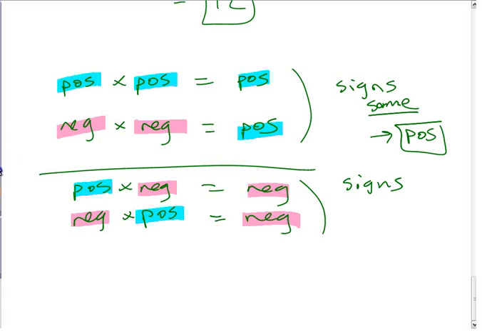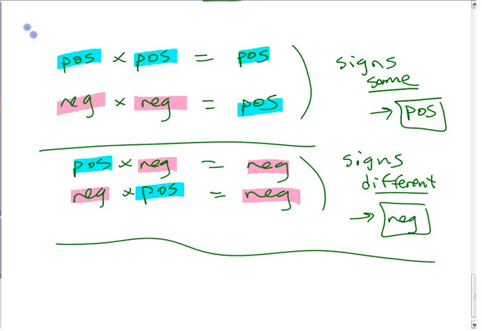Okay? If the signs are different, you get a negative answer. That's kind of learning it as a rule. I would try to make sense of why that is instead of just remembering it without understanding it. Okay?